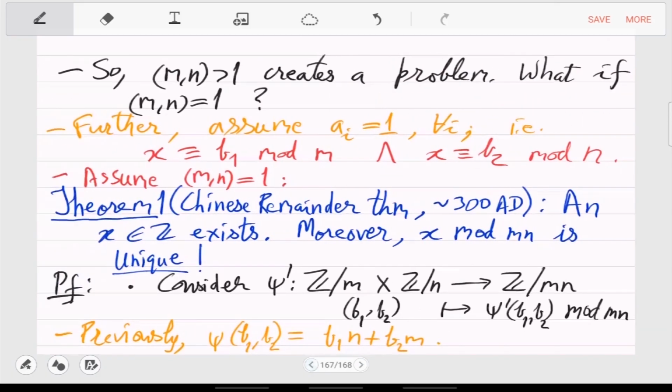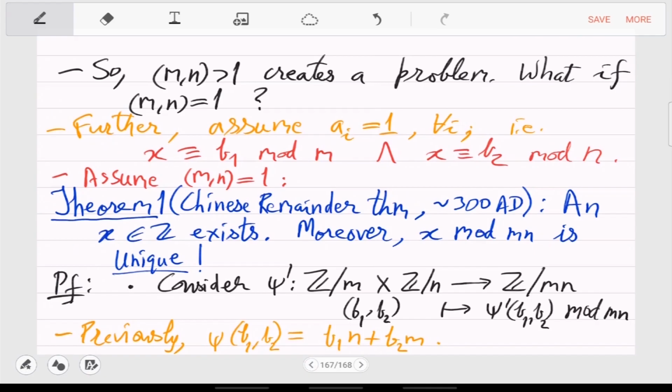Right, so what did we get at this level of bijection? We have a map psi prime, which for every pair b1, b2 will map it to a number given by that formula, by that expression, and then reduce it mod mn. Do you see that psi prime is a bijection as psi was?